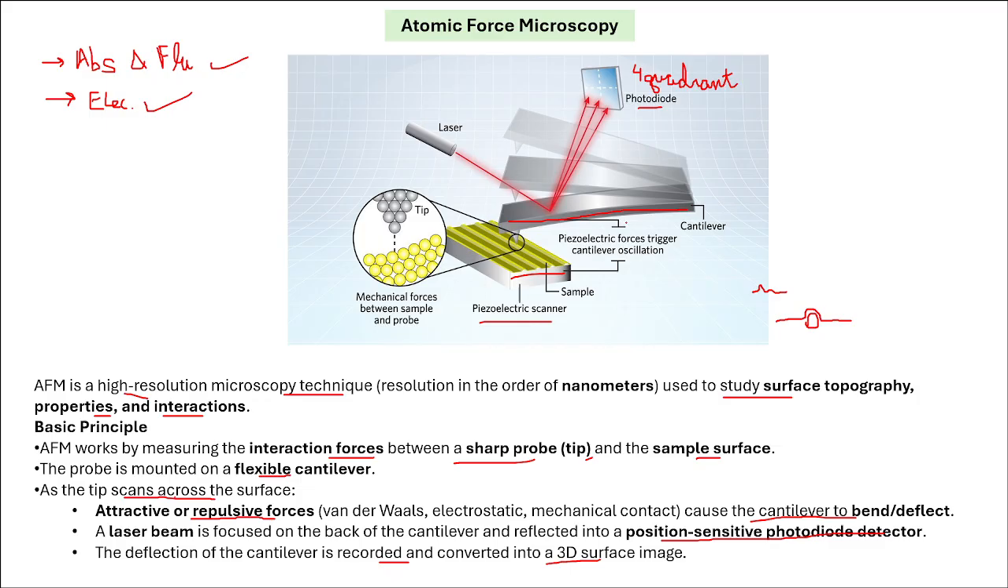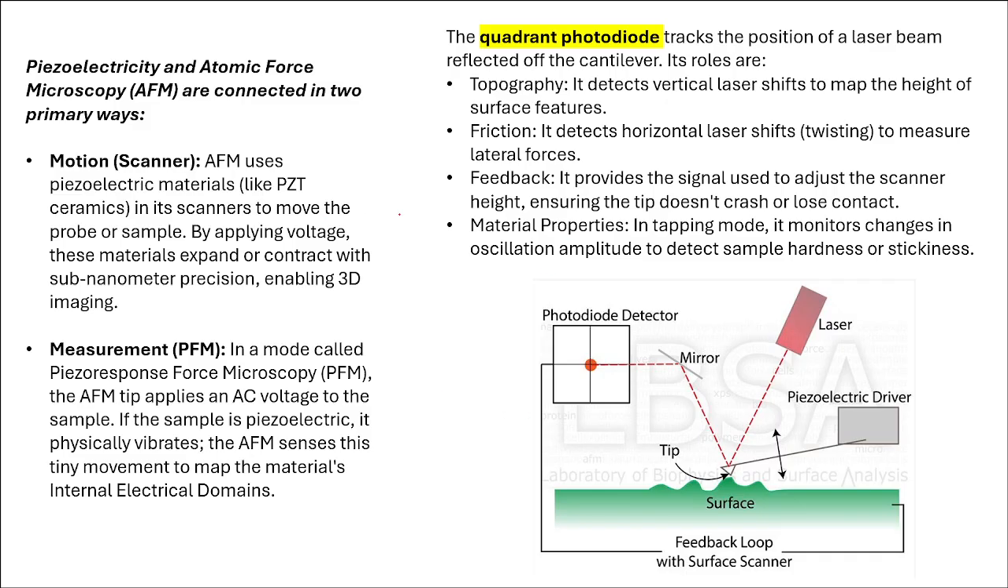Now there is one term mentioned here, piezoelectric scanner, and piezoelectric forces trigger cantilever oscillation. What does this piezoelectric thing mean? Piezoelectricity and atomic force microscopy are connected in two primary ways. AFM uses piezoelectric materials like PZT ceramics in its scanners to move the probe or sample. By applying voltage, these materials expand or contract with sub-nanometer precision, enabling 3D imaging. So that is why a motion scanner is used.